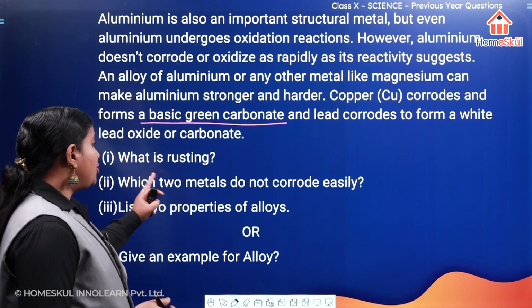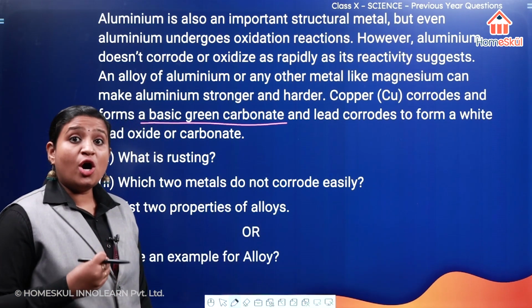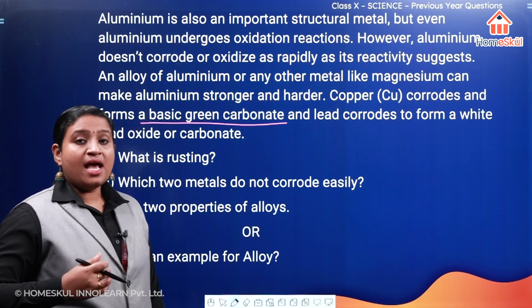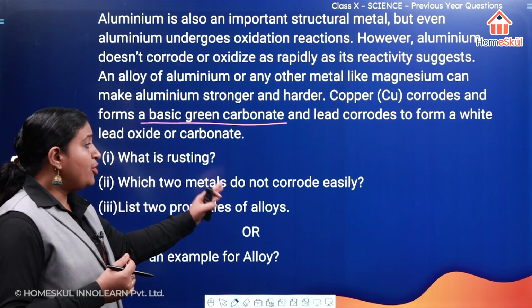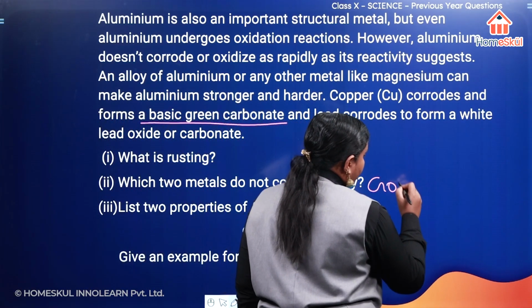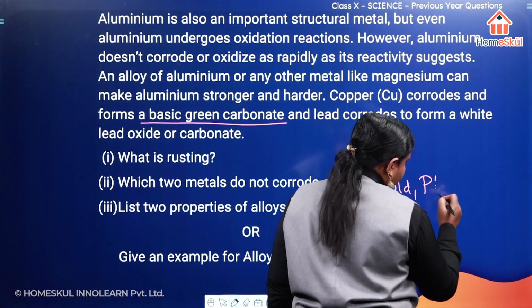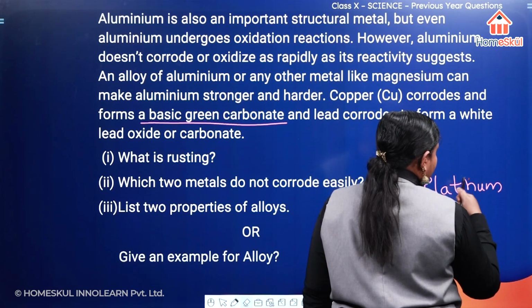Second one, which two metals do not corrode easily? Low reactive metals, which are seen at the bottom of the reactivity series, do not corrode easily. Examples include gold, platinum. Okay, gold and platinum.